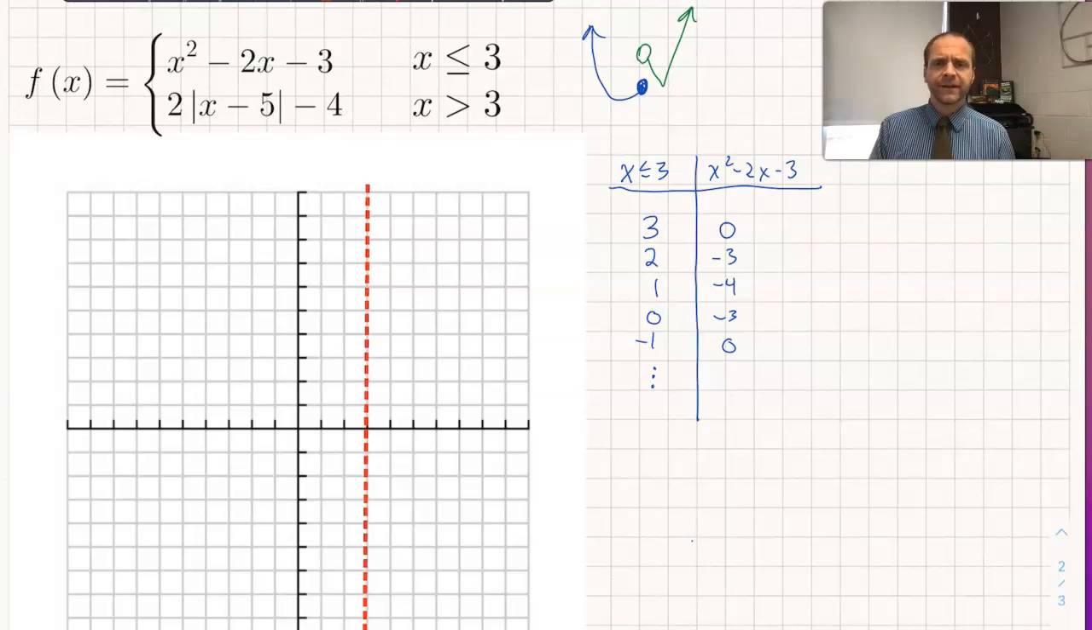So let's just go ahead and graph it. We did say, remember, this is going to be a closed circle. We talked about that already. So at (3, 0), I'm going to put a closed circle. At (2, -3), we keep going.